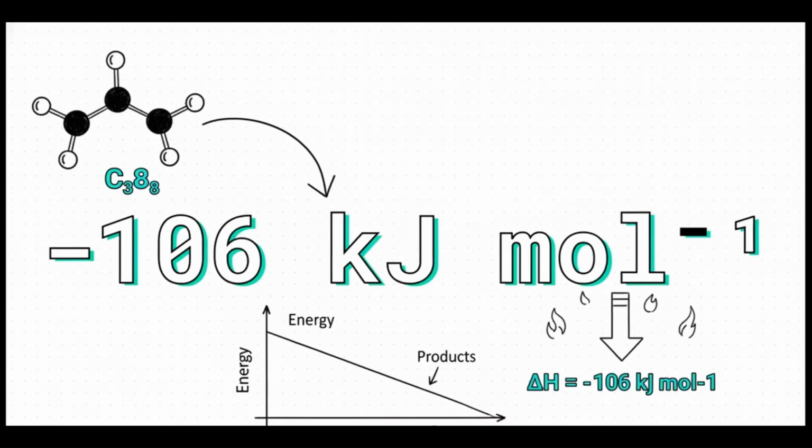Punch that into the calculator, and boom, we get our answer, negative 106 kilojoules per mole. That negative sign tells us it's an exothermic reaction, right? It's releasing energy when propane is formed.